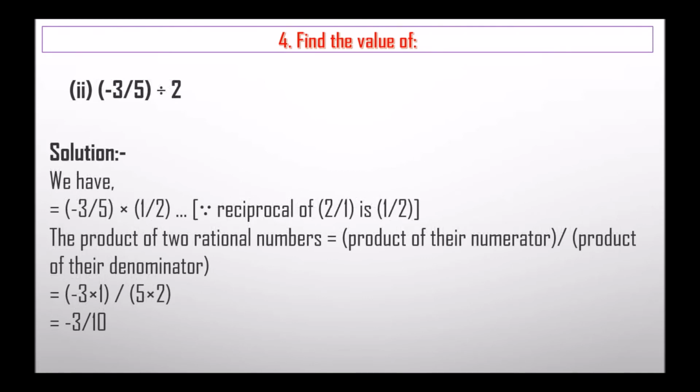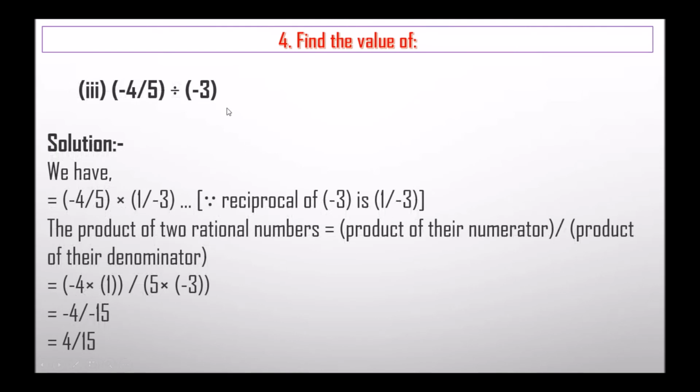Minus 3 upon 5 divided by 2. Same, we will change the sign. Divide we will convert into multiplication. So the reciprocal of 2 will become 1 by 2. So minus 3 upon 5 into 1 by 2. Now we will multiply the numerators: minus 3 into 1 and 5 into 2. So minus 3 into 1 is minus 3 and 5 into 2 is 10. So the answer is minus 3 upon 10.